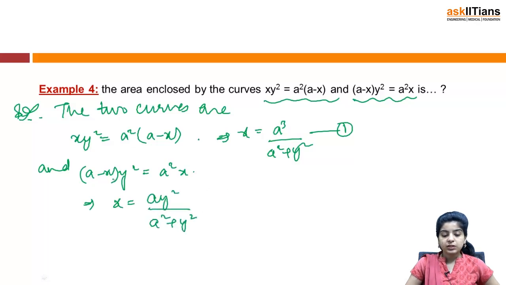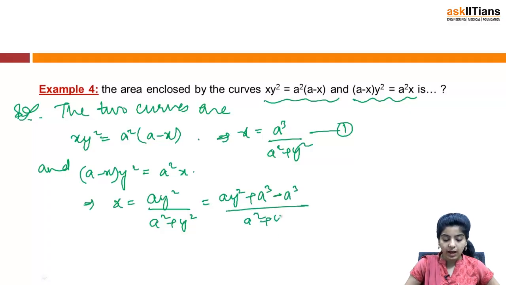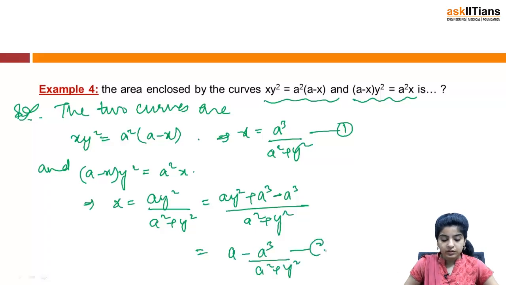So a square plus y square is a y square, right? This we can also simplify, like we can just add and subtract a cube, and I have it as a minus a cube by (a square plus y square). This is my equation 2.